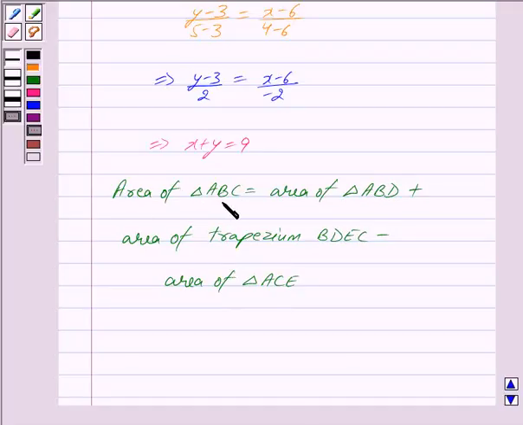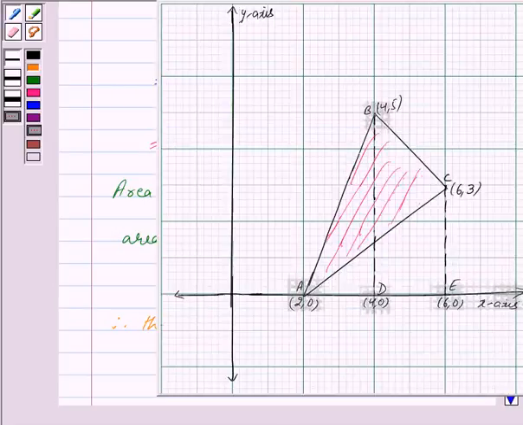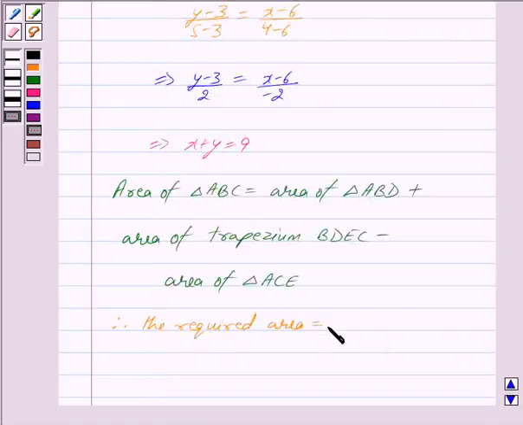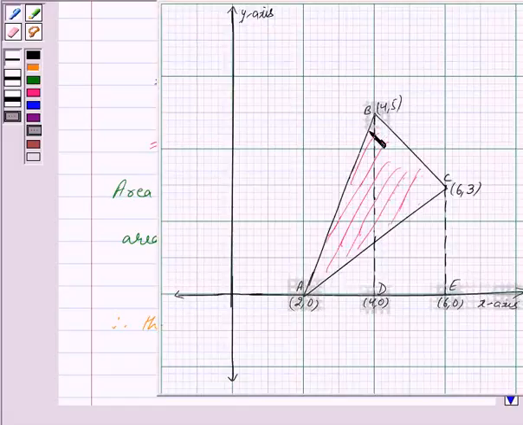Therefore, area of triangle ABC, that is the required area, is equal to area of triangle ABD, and here we have limit from 2 to 4 and equation of line AB is given by 5x minus 2y is equal to 10. That is y is equal to (5x minus 10) upon 2. So we have integral from 2 to 4 of (5x minus 10) upon 2 dx plus area of trapezium BDEC.